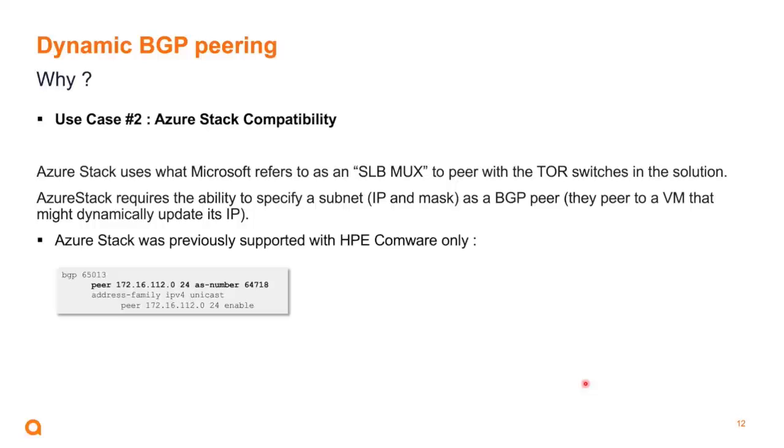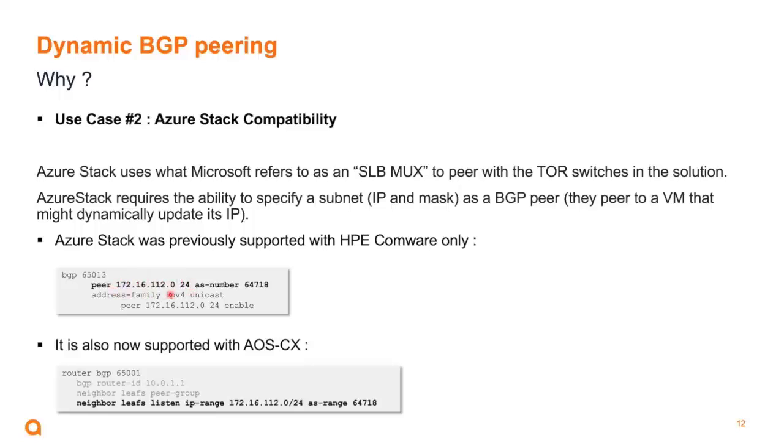Until today, only Comware in the Aruba portfolio was supported with Azure Stack, using the configuration snippet that you can see on your slide. Okay, so you can see in this configuration that we are peering with a subnet. But now, with dynamic BGP peering being supported on CX as well, we can use it with the configuration that you can see here, because we can now declare a subnet that we want to listen to, to accept incoming connections.